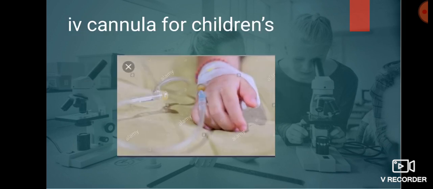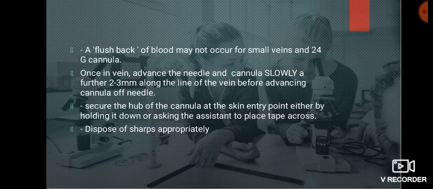Next, IV cannulation for children, meaning from 1 year. A flashback of blood may not occur for small veins and a 24 gauge cannula. This flashback may not occur in small children because the veins are small and the cannula is 24 gauge.